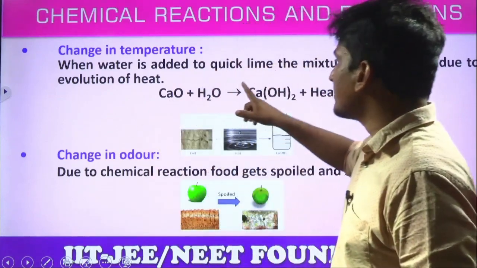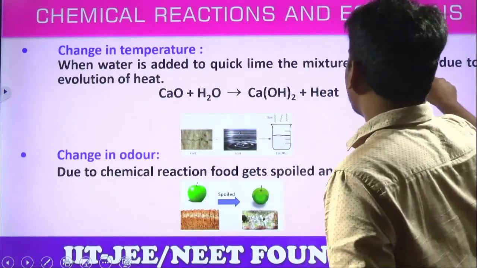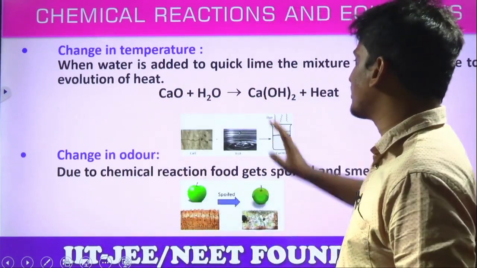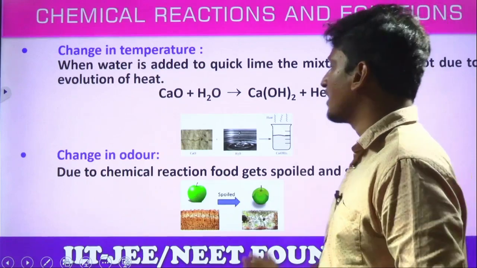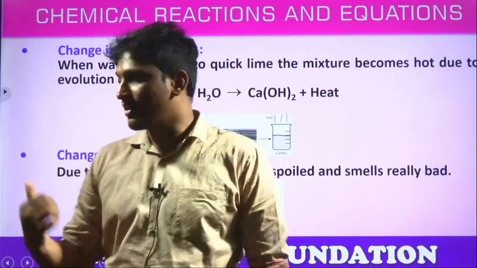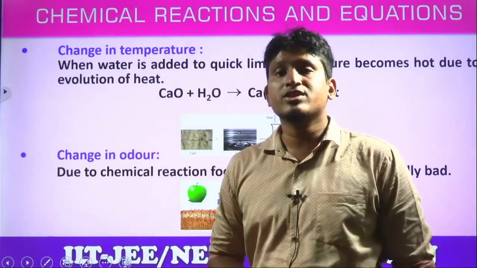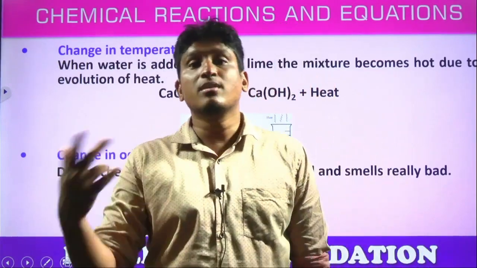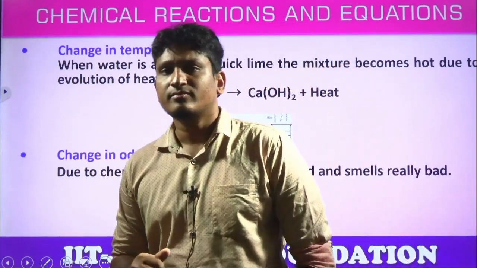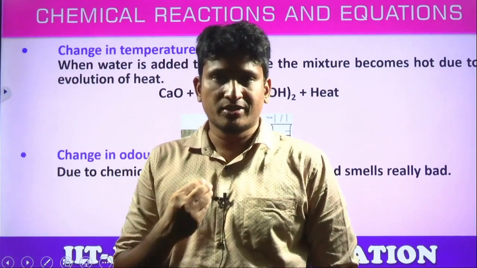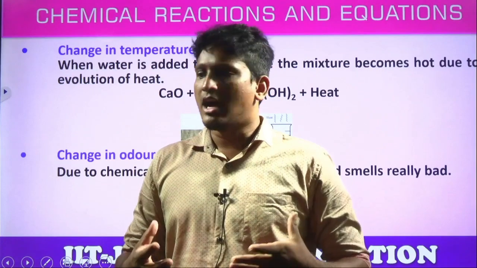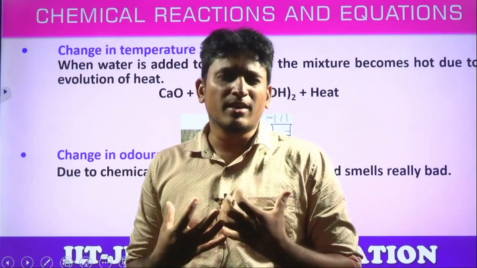So when water is added to quicklime, calcium oxide, the mixture becomes hot due to the evolution of heat energy. CaO plus H2O gives rise to Ca(OH)2, plus it releases some kind of energy, an exothermic reaction, students. So got the clarity. Chemical reactions are also characterized by absorption or release of heat energy. For example, students, after lunch, after breakfast, have you observed that after half an hour or 1 hour, we become a little warm.